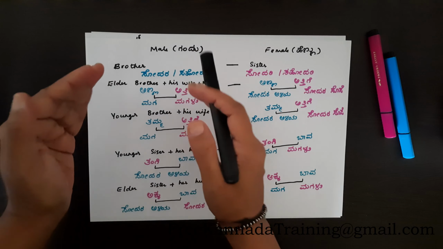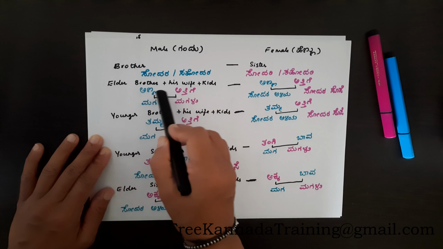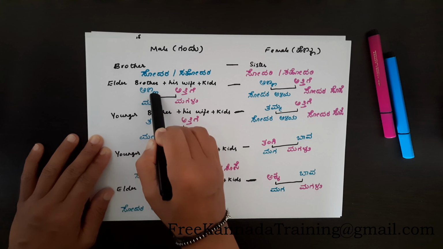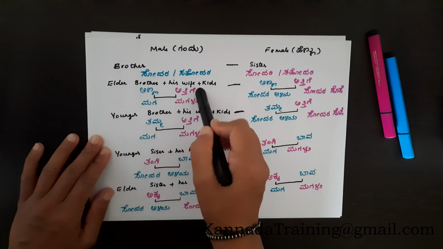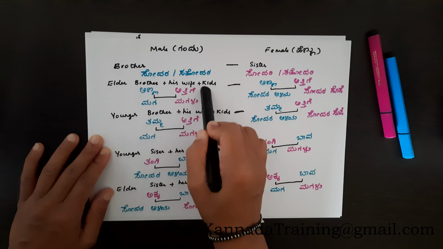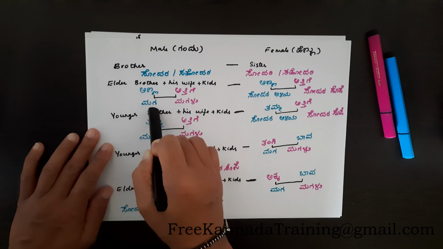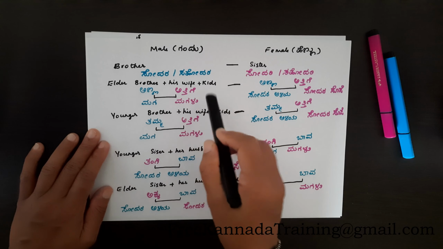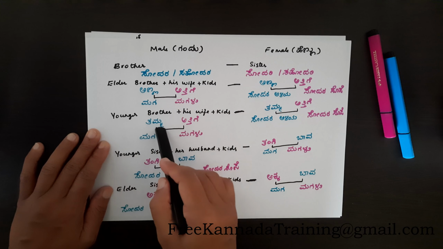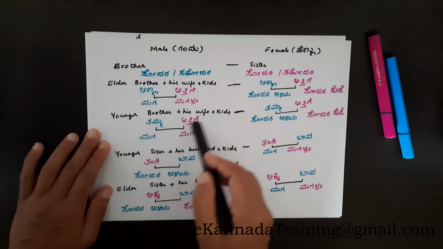Next, again in brothers, elder brother is Anna and his spouse will be Attige, Anna, Attige, and their kids will be Maga, Magalu. Maga is son, Magalu is daughter. And younger brother will be Tamma and his spouse will be Attige again.